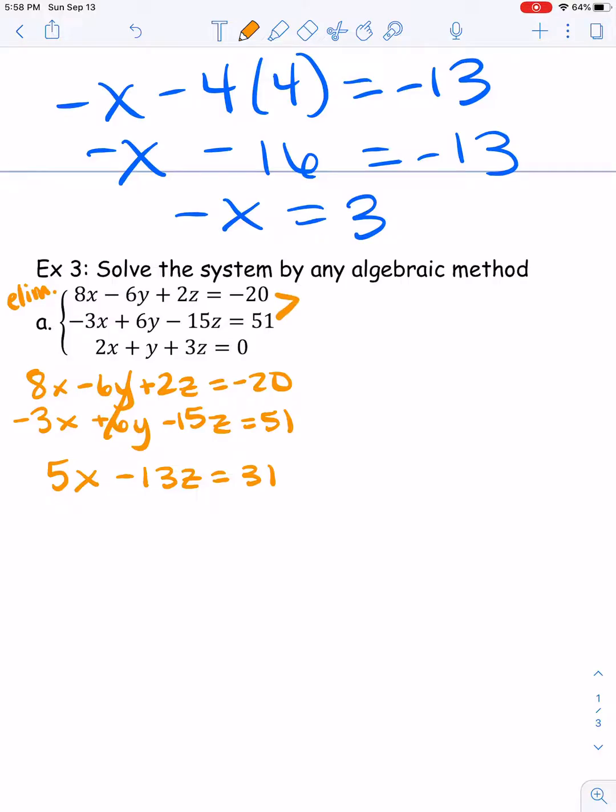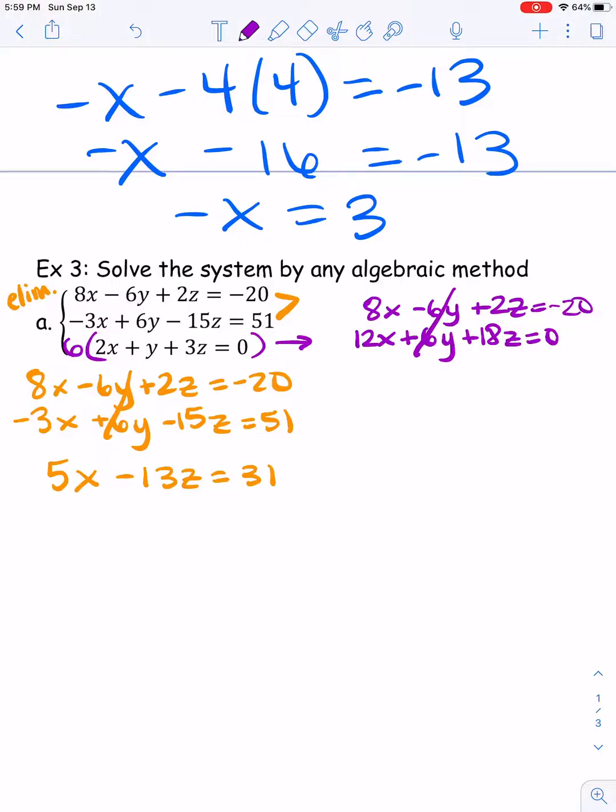Okay, and so because I eliminated the y in the first 2, I need to eliminate the y in the last equation. So I'm either going to use the first with the third or the second with the third. I'm going to use the first because the first is a negative 6y and the third has a positive y. So that means I need to multiply that third by 6. So that's going to give me 12x plus 6y plus 18z equals 0 with that first of 8x minus 6y plus 2z equals negative 20.